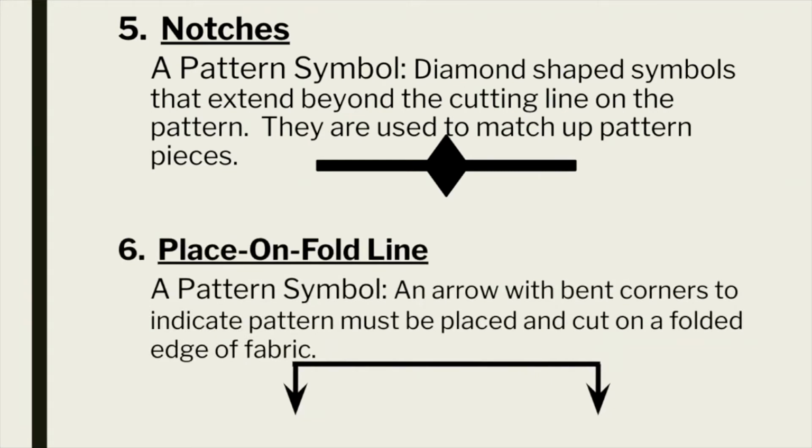Place on fold line is another pattern symbol. It is an arrow that is bent and indicates that this edge of the pattern that the arrow is pointing at must be placed exactly on a folded edge of fabric and never cut along that fold. If you look at the front of your t-shirt, there's not a seam that goes down the front. Their pattern was only half of a shirt, where they put that center on the fold and cut it out with it ending up being one piece across the front of your t-shirt.